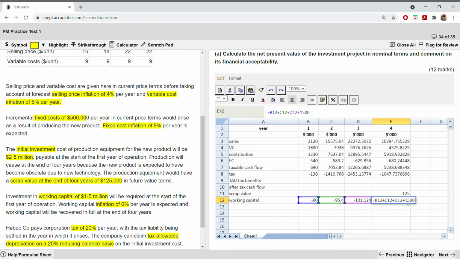So how are you going to make this negative? If you want to make this negative, just multiply this by -1, right? Automatically it will change. Once this working capital is there, this has to be positive in the 4th year because it will be recovered. So again you need to multiply this by -1 because negative will make it positive.